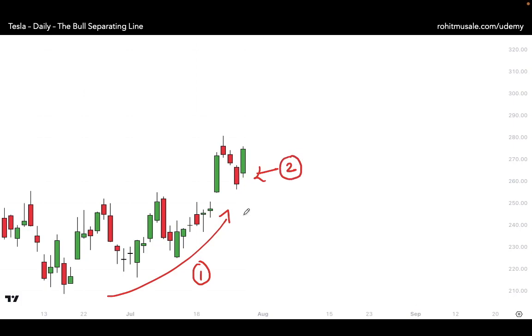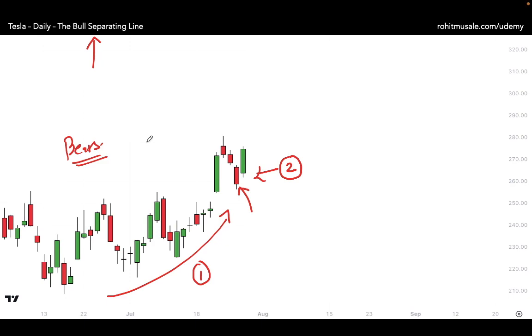The first candle should be red, the second candle should be green. Preferably both candles should be taller so that you can immediately see a shift in psychology, because by the time this candle closes, the bears are very happy and suddenly they see that the price is opening near the open of the previous day, and it ends up closing much higher than the close here. So that puts fear in the mind of the bears. So that's very bullish, right? So that's the bull separating line.